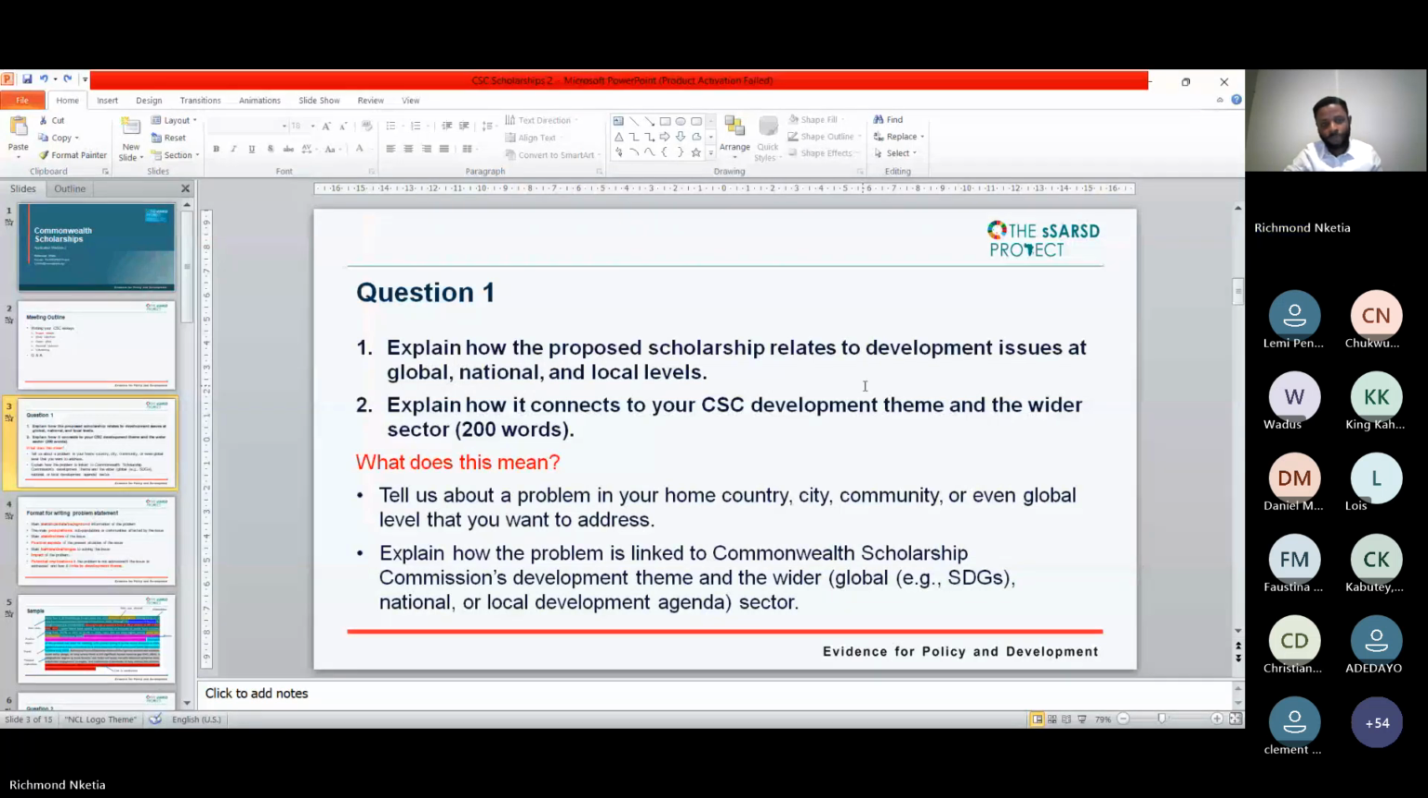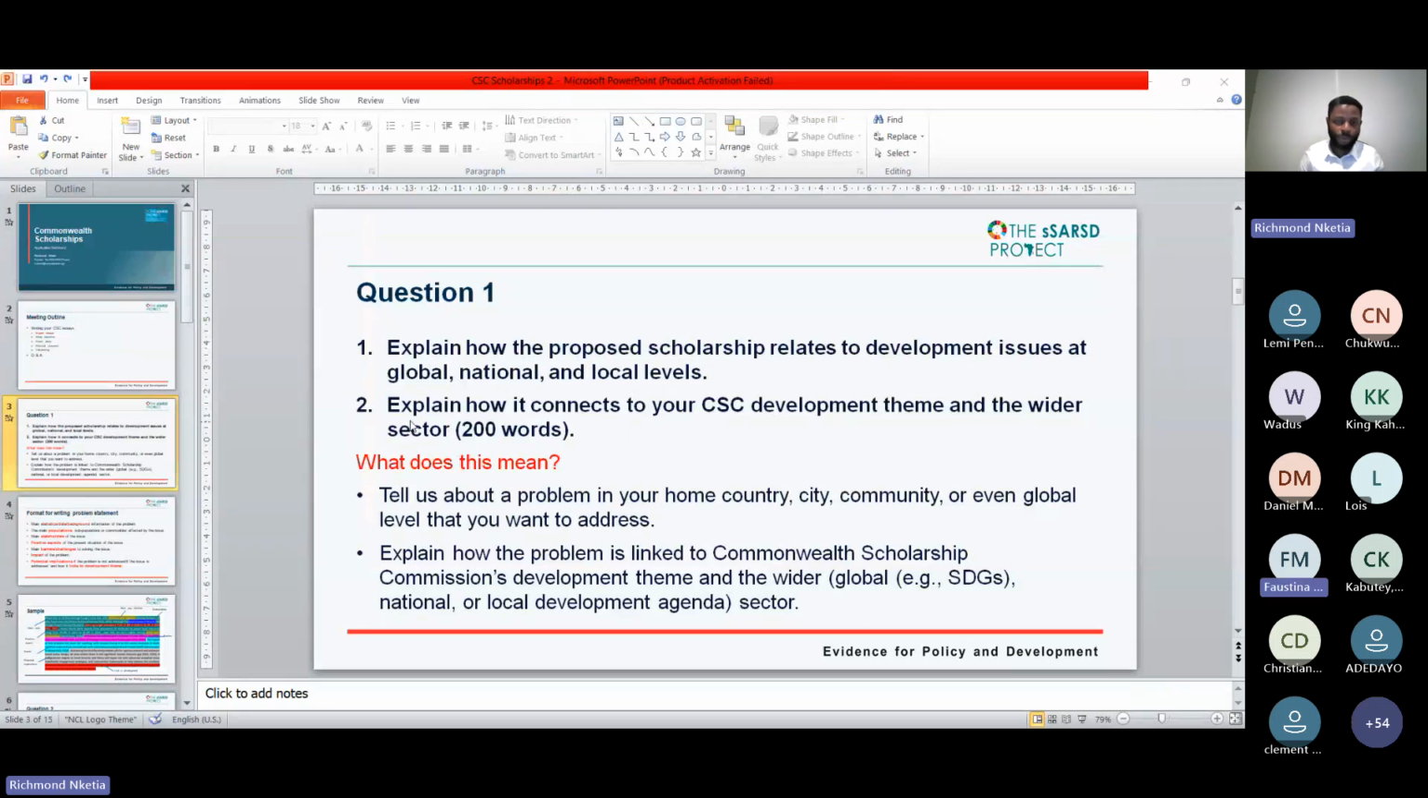Yeah. So the question is asking you to explain how your proposed scholarship relates to development issues at global, national, and local levels. It also asks you to explain how it connects to your CSC development theme and wider sector.